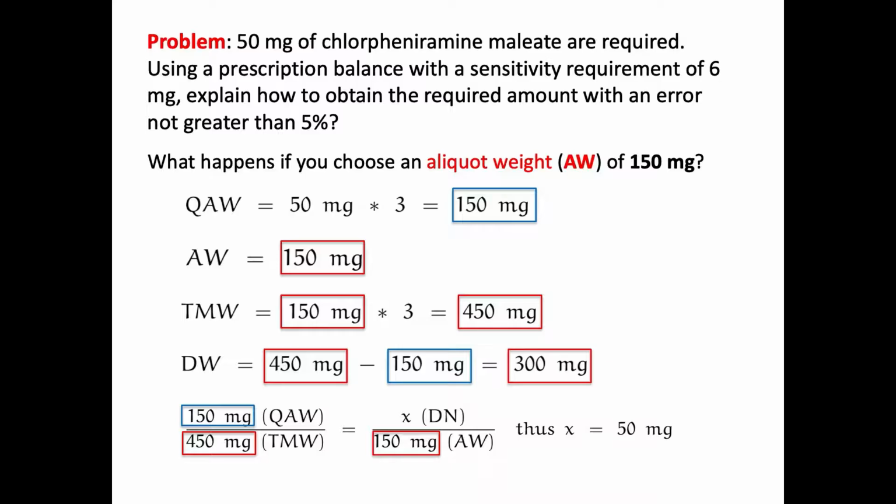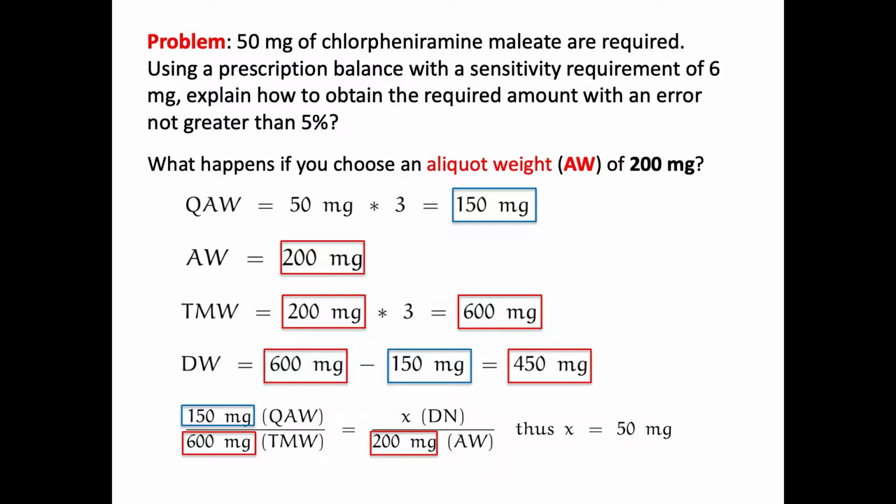But then the diluent weight will also go up, because that 450 minus that number, the quantity to actually weigh, doesn't change. So it's now 450 minus 150, which gives us 300. But it still works. So look at the proportion. Now we have the quantity to weigh of 150 over 450 equal to X over 150, because our aliquot weight is now 150. So 150 times 150 divided by 450 is still 50 milligrams.